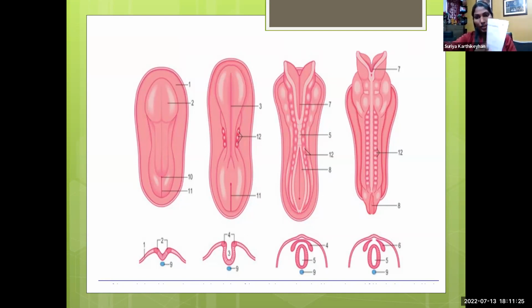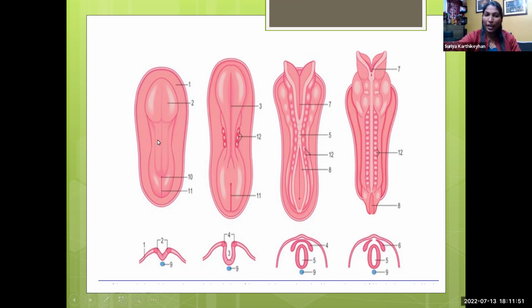So what you are seeing here is the united ends of the neural folds in the middle. This will be the cranial end, where it is still open, and the caudal end of the neural tube is also still open at this stage. In further stages of embryo development, what happens? The cranial neuropore closes, and the caudal neuropore also closes.